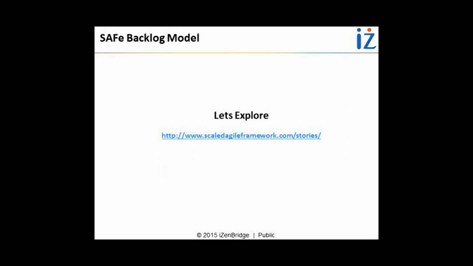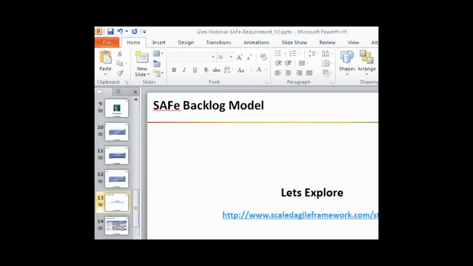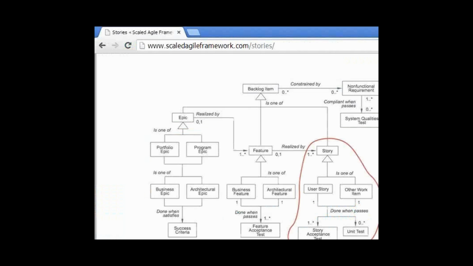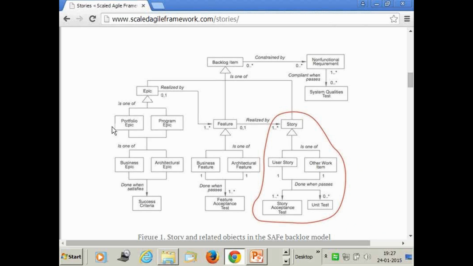We do have a very nice representation of the SAFe backlog model. This again I am taking from scaledagileframework.com/stories, and this gives a very nice interpretation of how these things get done at a SAFe level. I hope you can see this. Okay, so we can start with epic. This is an epic which is either a portfolio epic or a program epic. They are big initiatives. They could have been identified at a program level or could be coming from the portfolio.